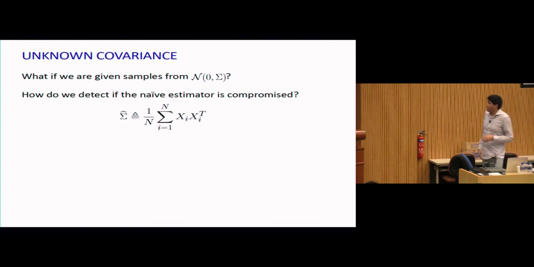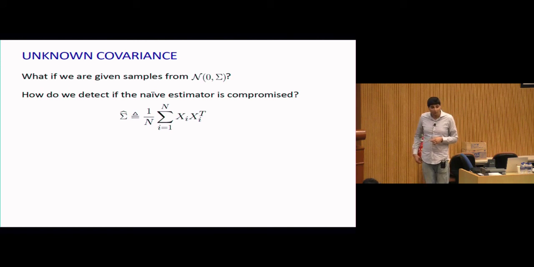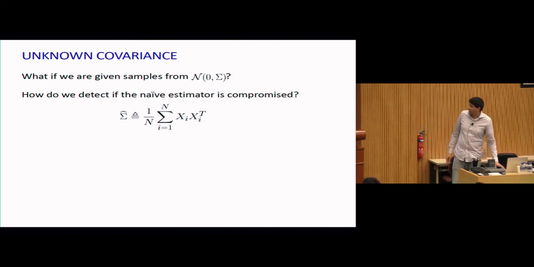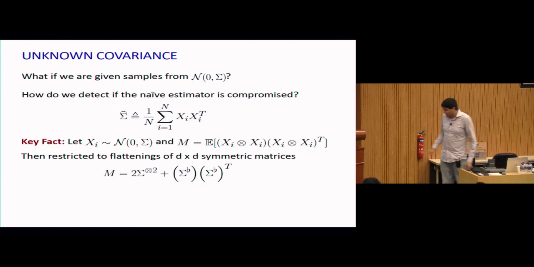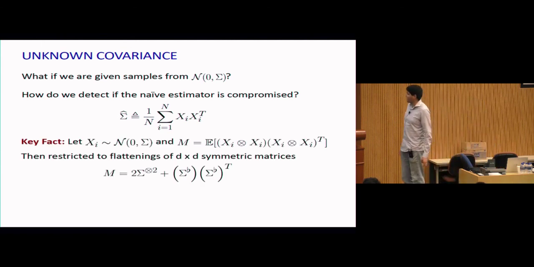Now, how do we detect when the naive estimator, just the empirical covariance, has been compromised by an adversary who's allowed to corrupt an epsilon fraction of the data? So what I claim is this key fact right here. Just the same way in the empirical mean case, we want to detect the corruptions in the first moment by going to the second moment, here we want to detect corruptions in the second moment by going to the fourth moment.